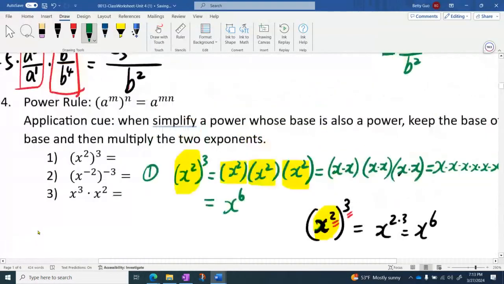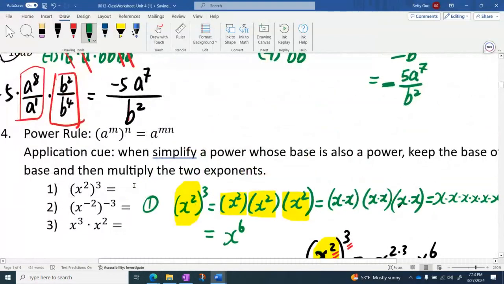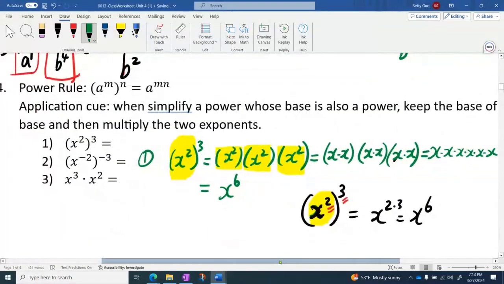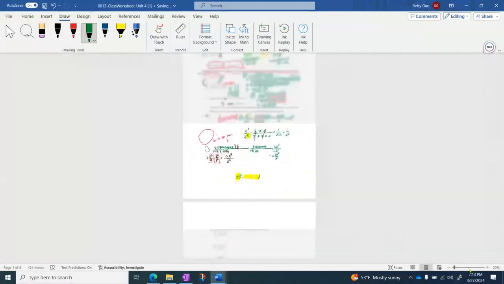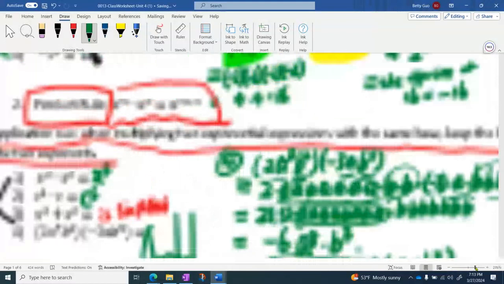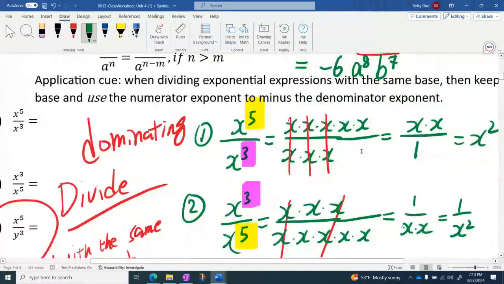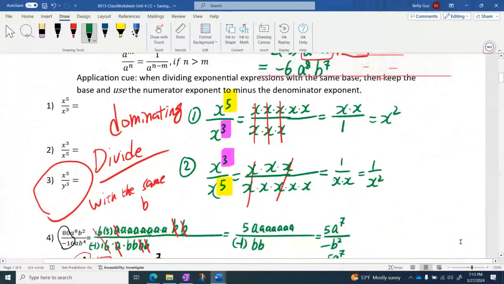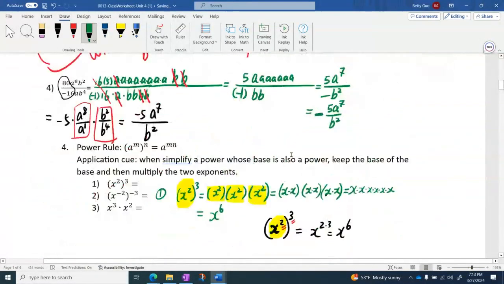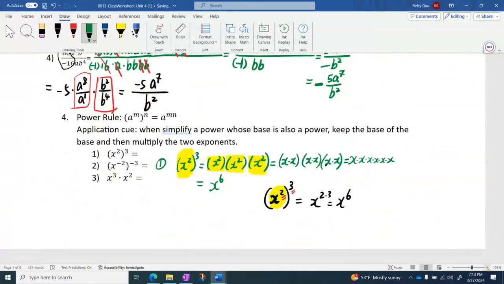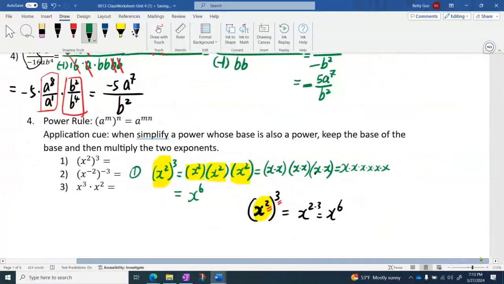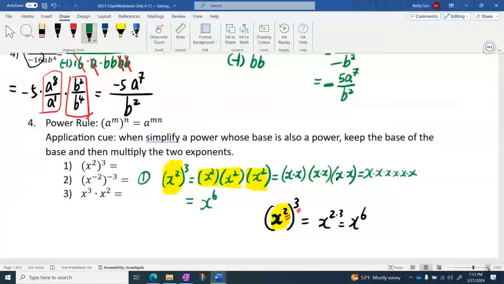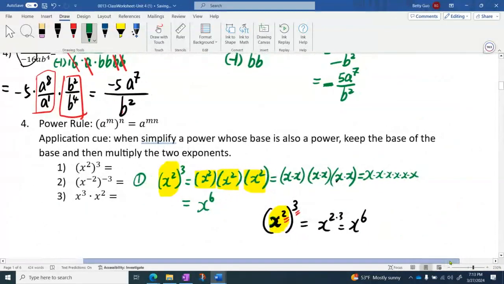Okay, so let's look at the application Q. Focus on answering 3 questions. The third formula was the third rule. What is the name of it? Power rule. Power rule is the name. And then when do we use it? When do we apply the power rule?